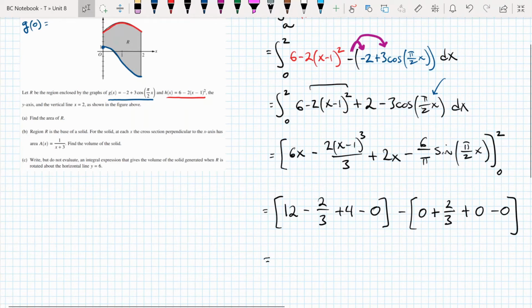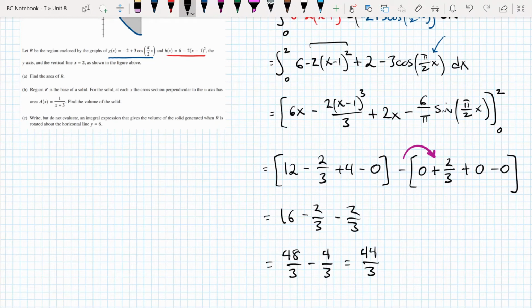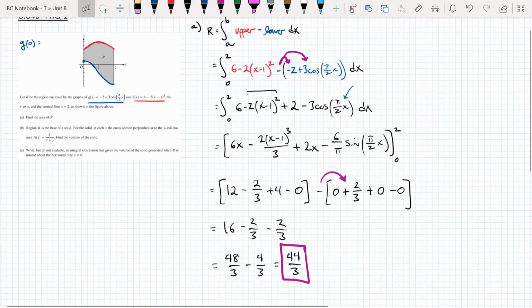Okay, now let's simplify this. So 12 minus 2/3 plus 4, well, I'll just change this to a 16, minus 2/3, and then this negative will distribute, minus another 2/3. So we end up with 16. Let's find a common denominator here. 48/3 minus 4/3 is 44/3. Okay, and that is the answer for letter A. The main difficulty in this question is just being able to evaluate the answer without the use of a calculator here, because that's the region R.